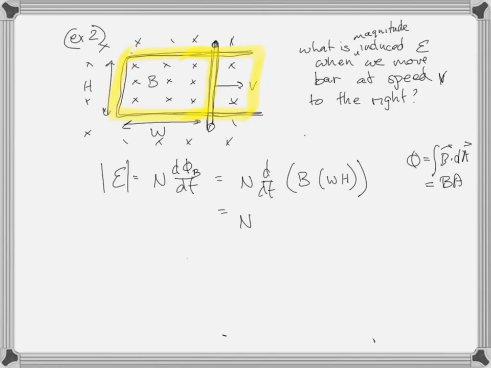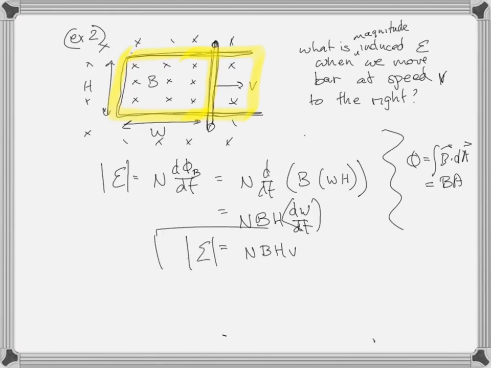So now we have to ask, how does that change with time? Well, B doesn't change with time, so B comes out. H doesn't change with time, so H comes out. But W changes with time, so we've got dW dt. And what is dW dt? How much does W change with time? That's just the velocity v, or the speed v. So it's N B H times v. So the magnitude of the induced EMF is just N B H v.